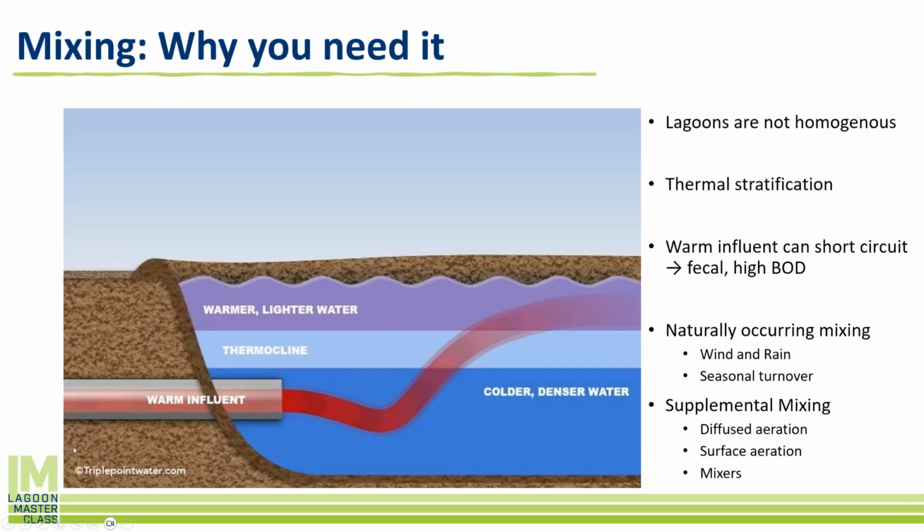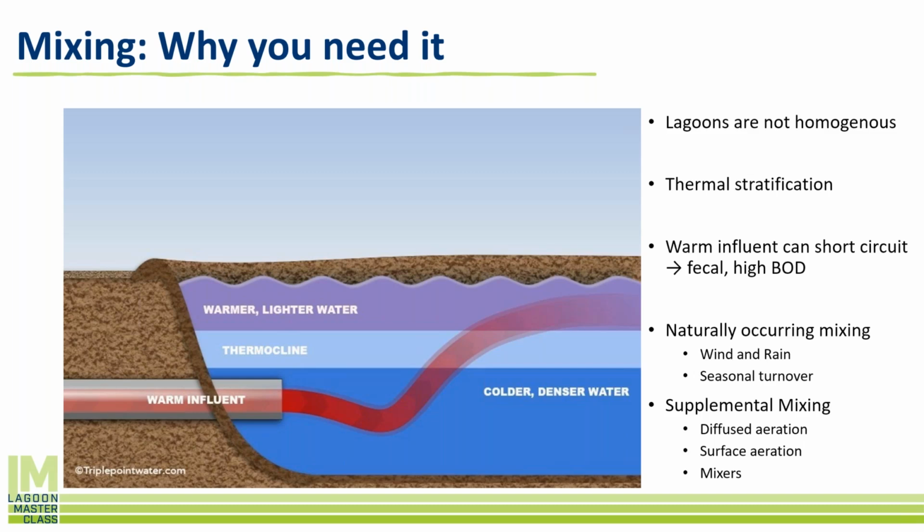So let's talk about mixing. Why do we need it? We need mixing in lagoon systems because the lagoon itself is not homogeneous. What happens is, as the water sits, it'll separate into distinct layers separated by what's called a thermocline. You get colder, denser water at the bottom, warmer, lighter water at the top. And the thermocline in between them is actually a physical barrier. These two waters don't mix well. They don't want to mix.